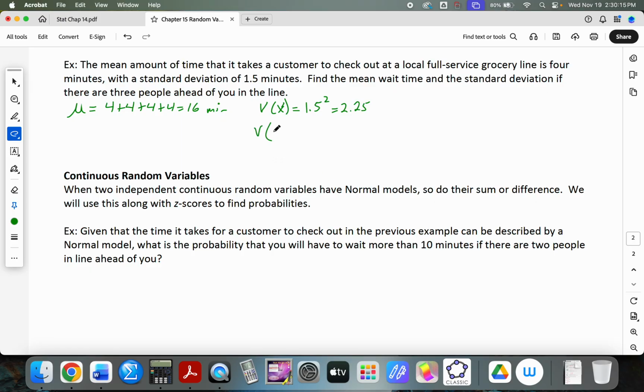So then the variance of that X happening 4 times.